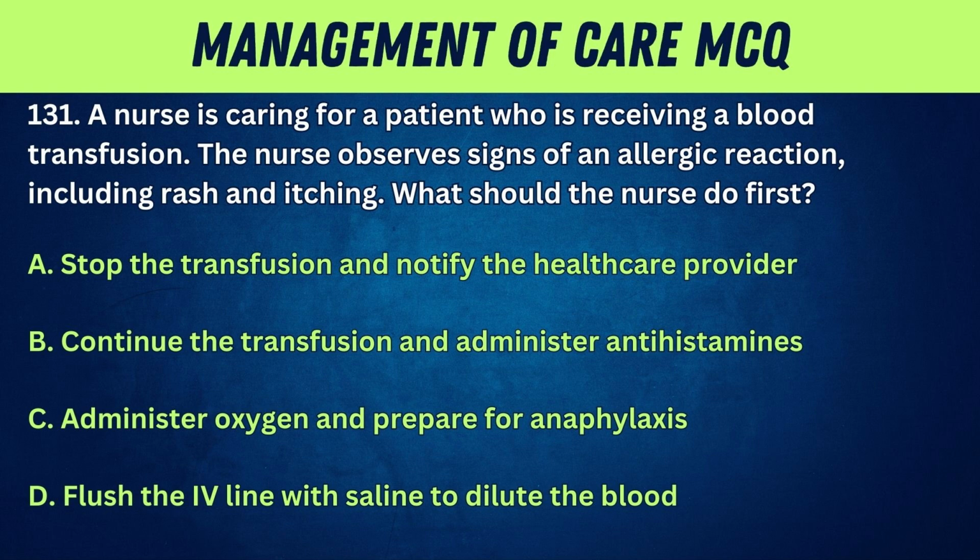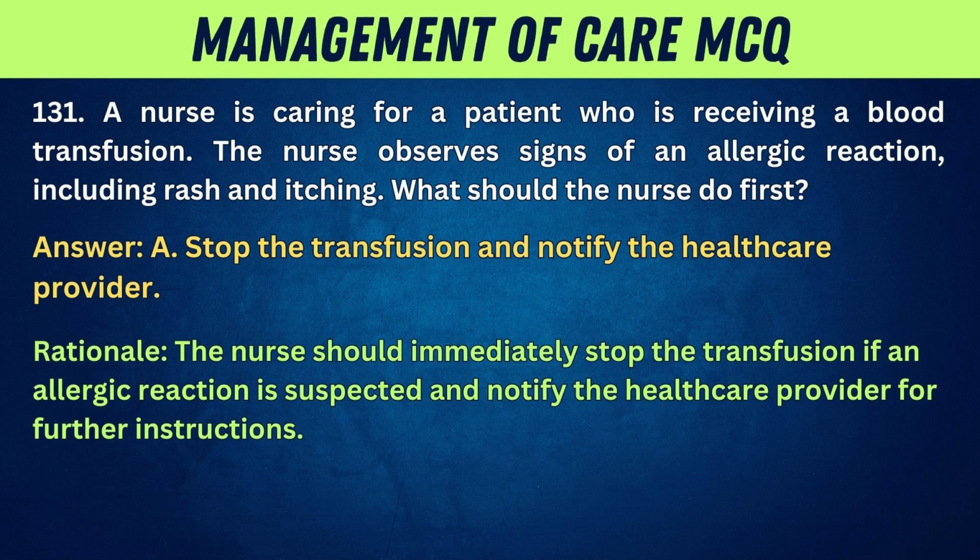131. A nurse is caring for a patient who is receiving a blood transfusion. The nurse observes signs of an allergic reaction, including rash and itching. What should the nurse do first? A. Stop the transfusion and notify the healthcare provider. B. Continue the transfusion and administer antihistamines. C. Administer oxygen and prepare for anaphylaxis. D. Flush the foreline with saline to dilute the blood. Answer: A. Stop the transfusion and notify the healthcare provider.